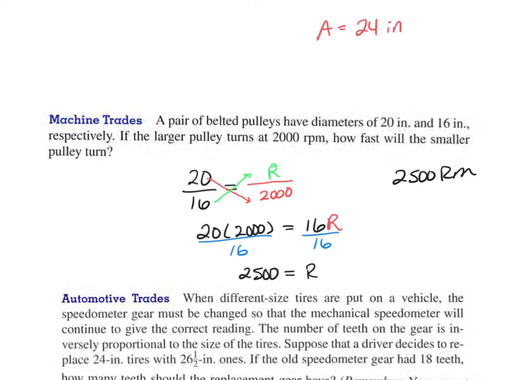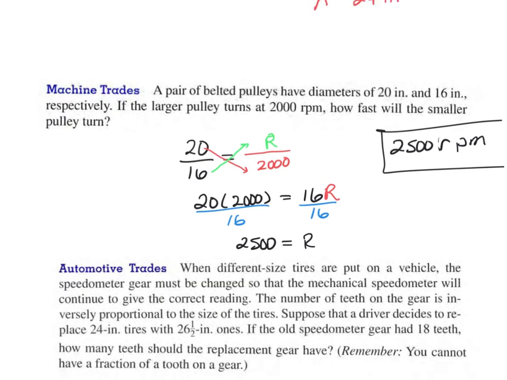And I did RPMs. Awesome! RPM. Okay, and that's my answer. That relationship did exactly what I expected. It has a smaller diameter, so it has to rotate faster to keep up. It is the Chihuahua keeping up with the Great Dane.